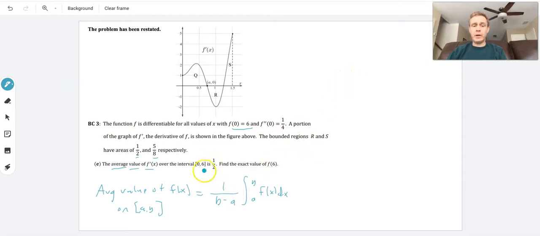The interval here is from 0 to 6. So I'm going to start off with 1 over 6 minus 0, times the definite integral from 0 to 6. And I want the average value of f prime of x, so that's going to be my integrand. All right, so now we know that this is our setup. I'm going to simplify things down a little bit. We can say 1/6 times this particular definite integral.